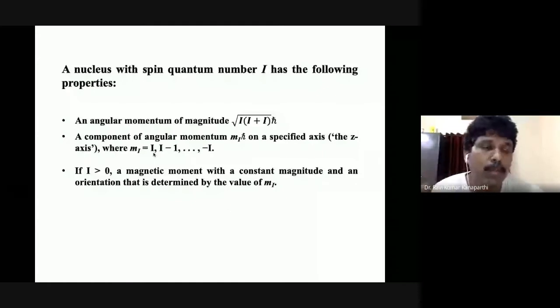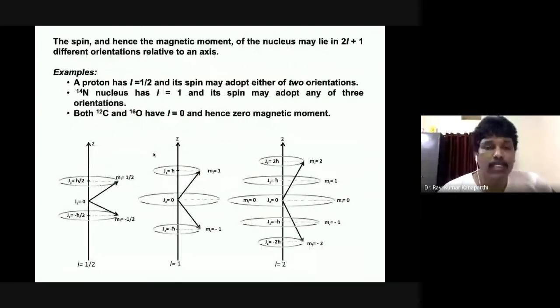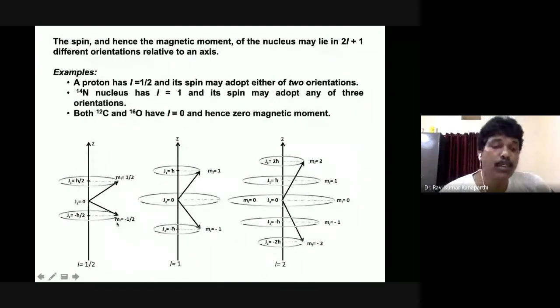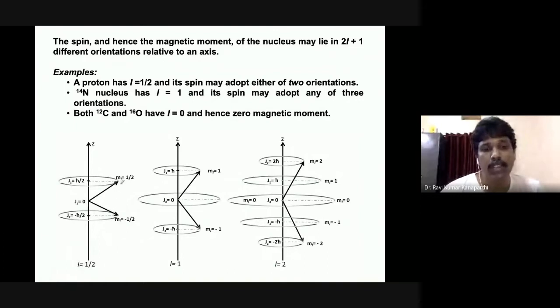So it will have a total of 2I plus 1 orientations. These are some of the orientations that you can please recall and try to correlate with your quantum chemistry class, the orbital angular momentum L. If it is half, it will have 2 orientations. If it is 1, it will have 3 different orientations. And if L is equal to 2, then it will have 5 different orientations. Here, you just apply the same thing, but then you consider only the nuclei.